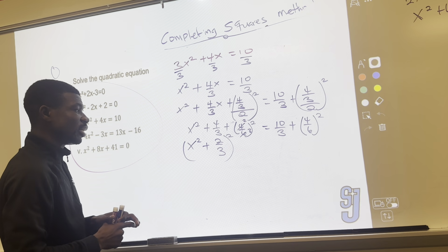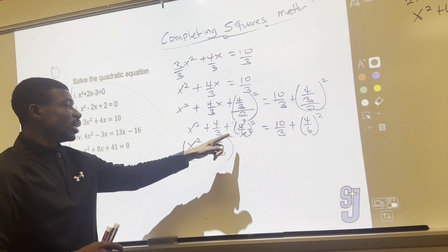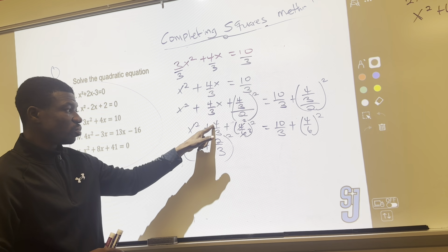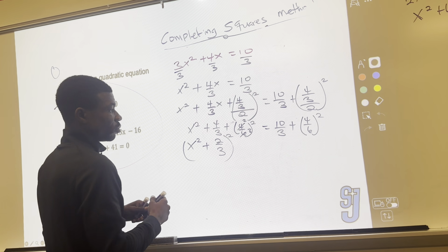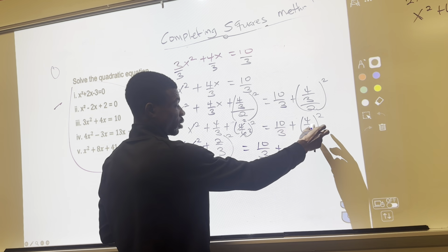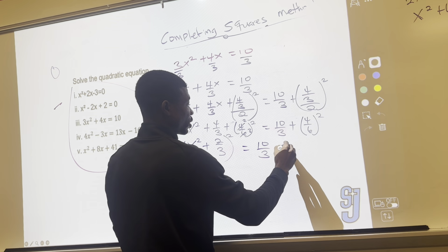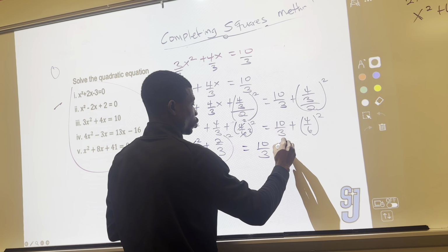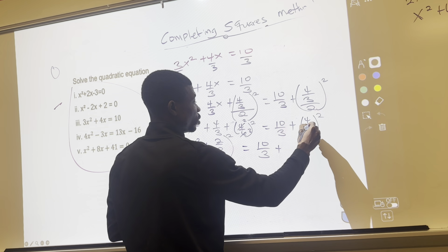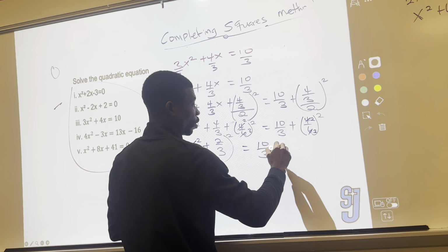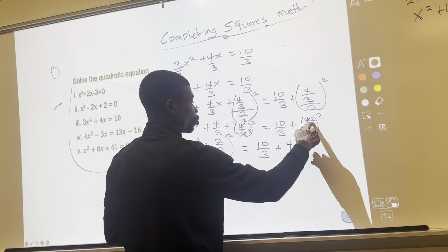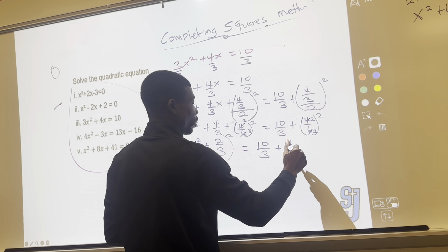Don't forget, I said that we're doing this because if you expand or distribute this, it should be equal to this. Okay? So we have 10 over 3 plus, this one gives us 2, 6 goes here, 3, 2 goes here, 2. So I have 2 over 3, which is 4. 2 squared is 4, 3 squared is 9.